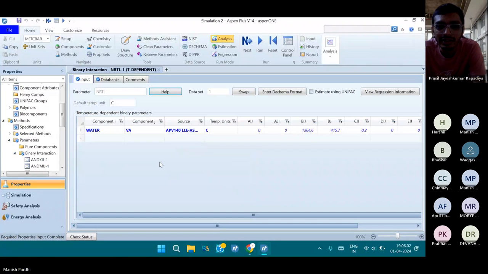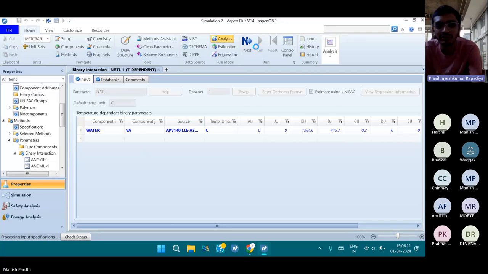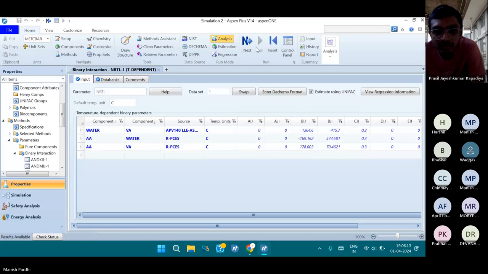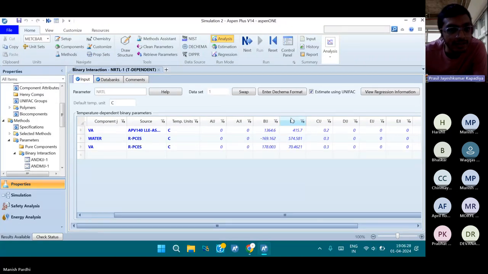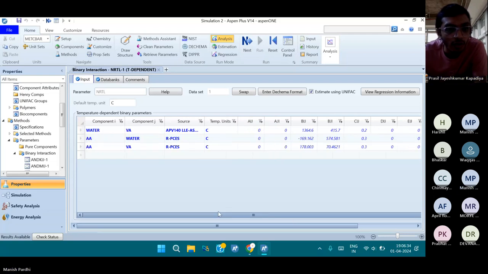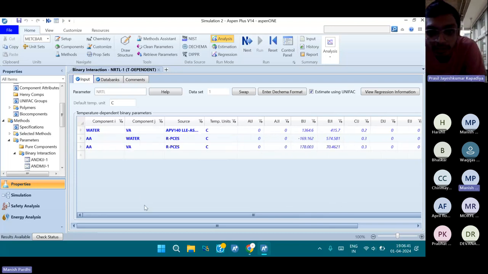Estimate using, just click on that, estimate using UNIFAC and run it. It's fine if you don't do it also. Okay, let's do it. Just wait for a minute, please. I guess I have not done that, using estimate using UNIFAC. Okay, let's see what happens. Then go ahead. We may get some different results because of this. Okay, move ahead.